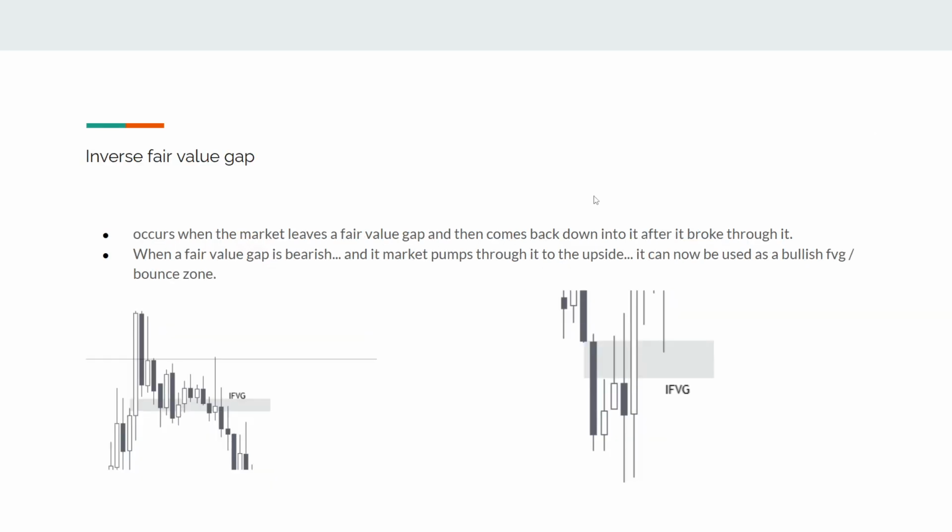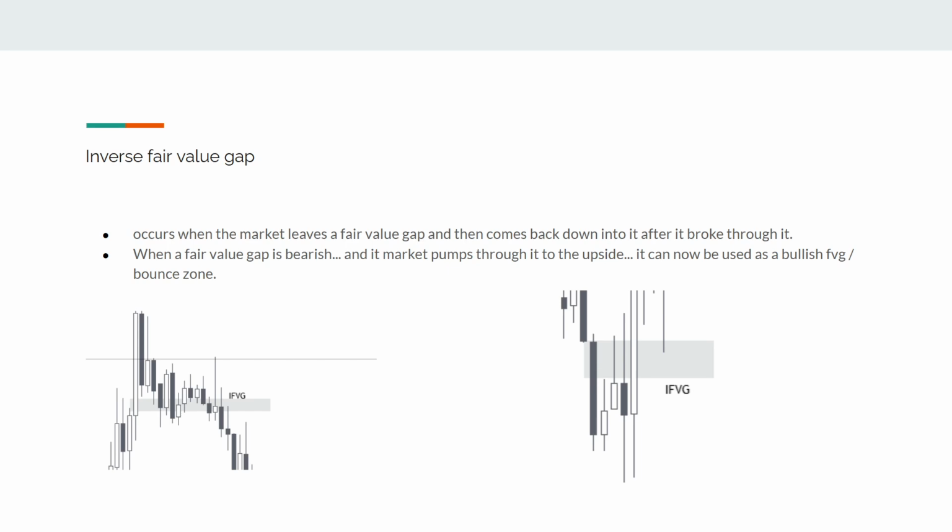Inverse fair value gap occurs when the market leaves a fair value gap and then comes back down into it after it broke through it. When a fair value gap is bearish and the market pumps through it to the upside, it can now be used as a bullish fair value gap bounce zone. These are really good PD arrays too.